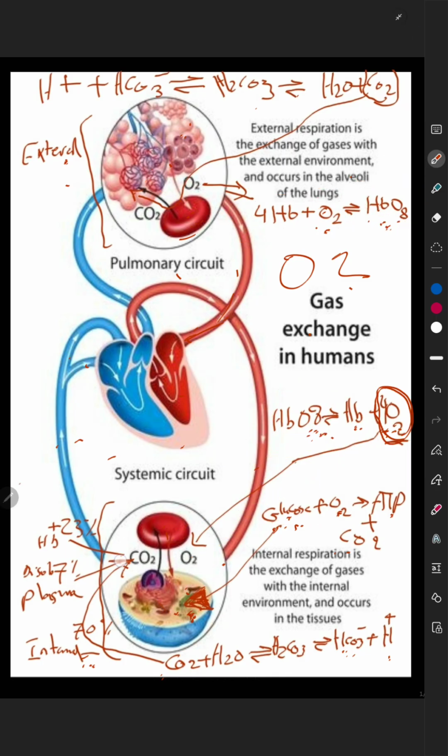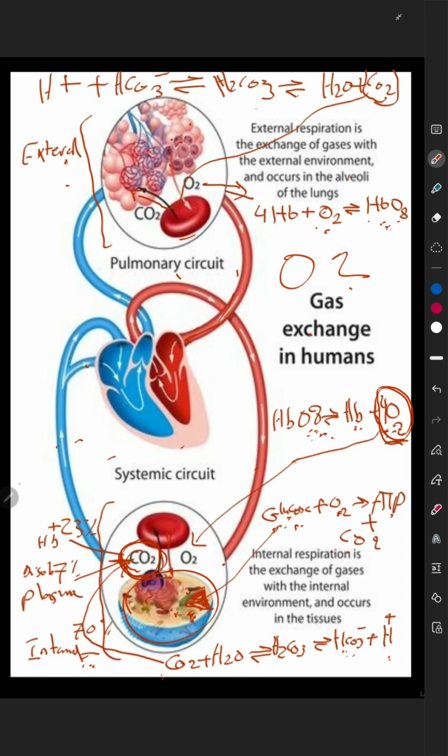Now let's talk about CO2 and how CO2 is transferred. It's the gas exchange, sorry, for the CO2 and how it is transferred. And usually the CO2, is it in high concentration in your body cell or in your lung? Sure, it's in your body cell.